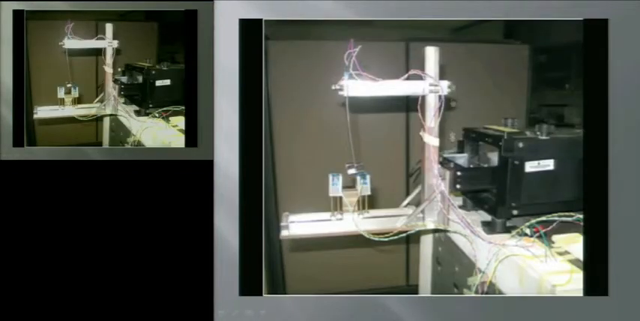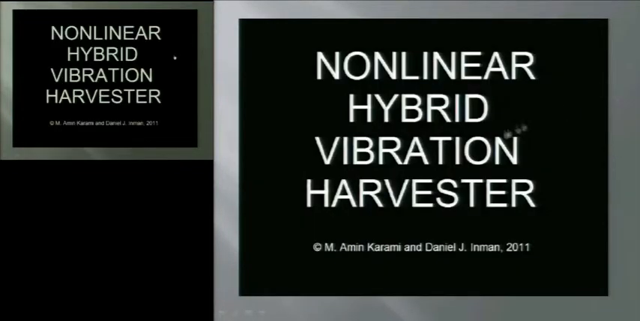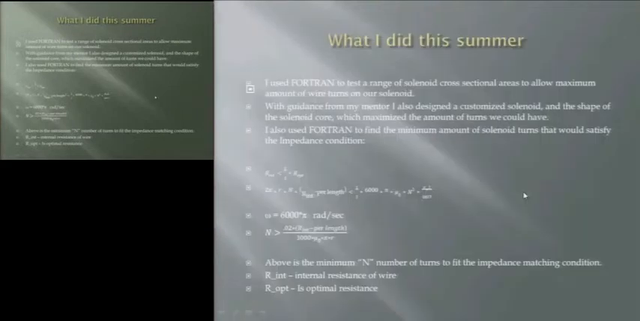There's two different types of nonlinear we're dealing with, limit cycle and chaotic. So what I did this summer, I used Fortran to test a range of solenoid cross-sectional areas to allow the maximum amount of wire turns on our solenoid. With the guidance from my mentor, I designed a customized solenoid, and the shape of the solenoid core was also customized. This maximized the amount of turns we could have.